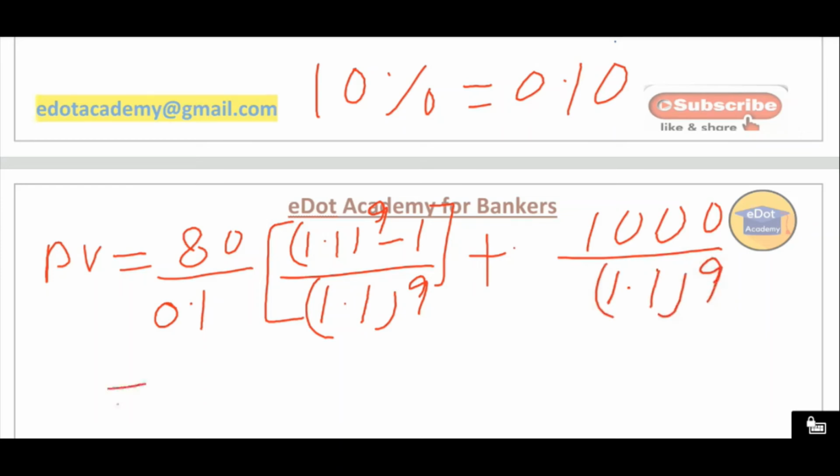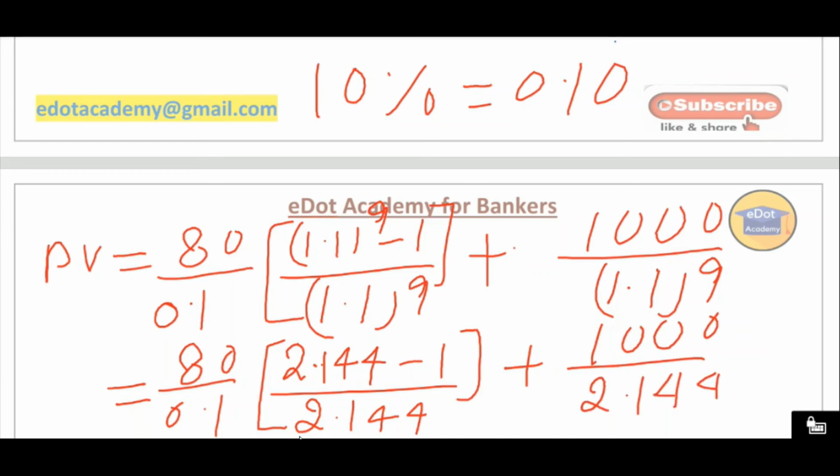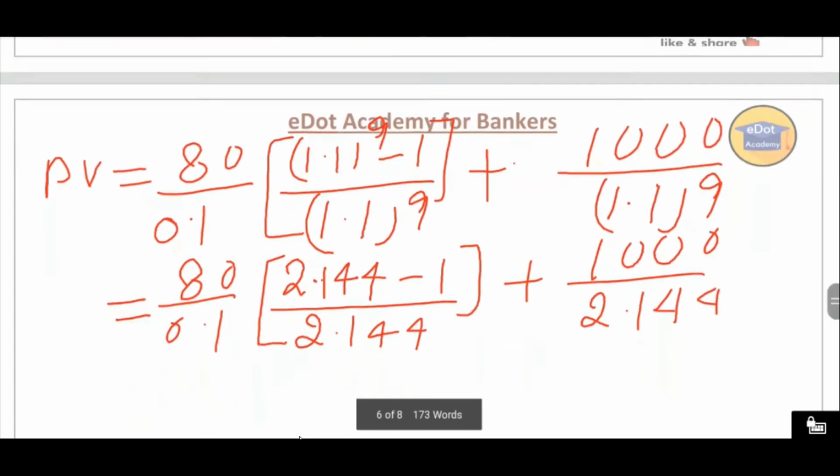Okay. Now calculate this, I am also using the calculator here. So I am getting 2.143, or you can round up to 2.144, we are getting here. So I get here 80 divided by 0.1. 1.1 to power 9, I am getting 2.144. Okay, 2.144 minus 1, divided by 2.144, plus 1000 divided by 2.144. Okay. Now, if you calculate this entire value, which one?